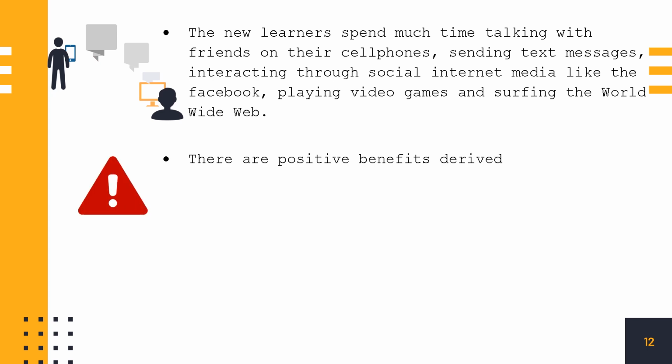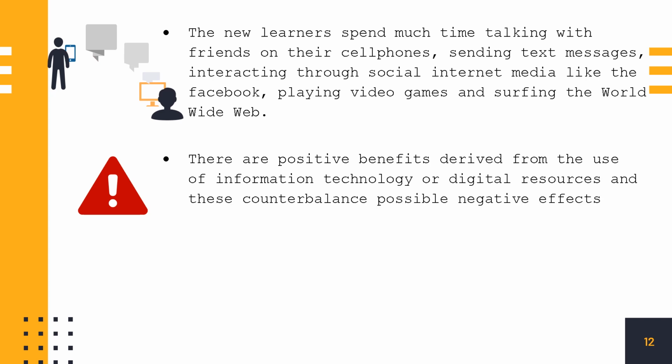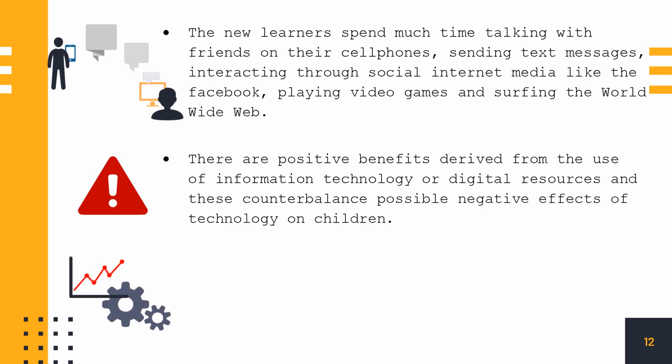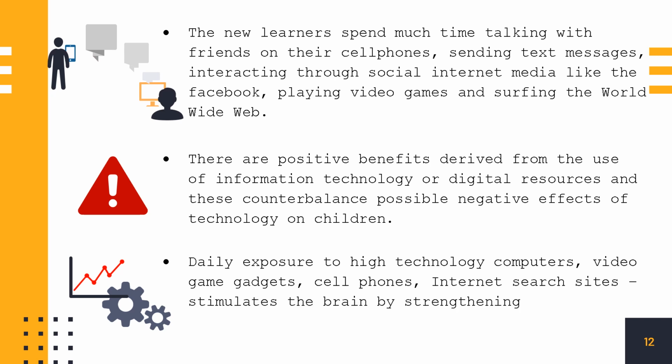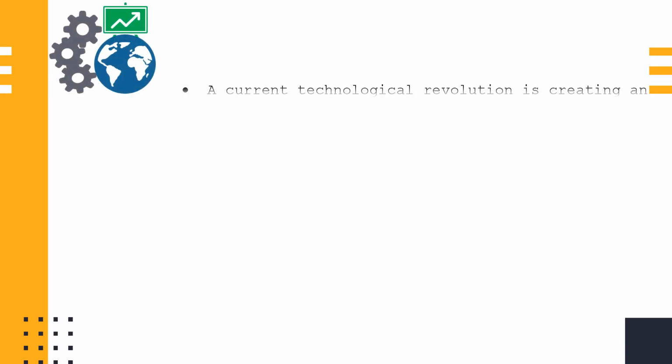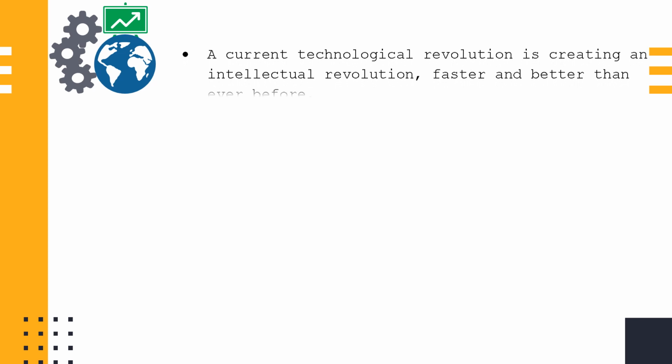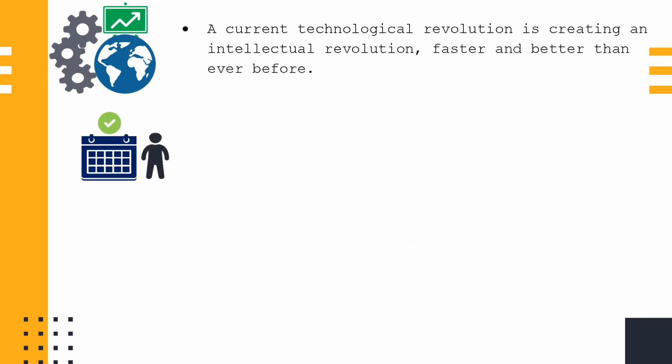There are positive benefits derived from the use of information technology or digital resources, and these counterbalance possible negative effects of technology on children. Daily exposure to high technology such as computers, video game gadgets, cell phones, and internet search sites stimulates the brain by strengthening and creating neural circuits. The technological revolution is creating an intellectual revolution faster and better than ever before.